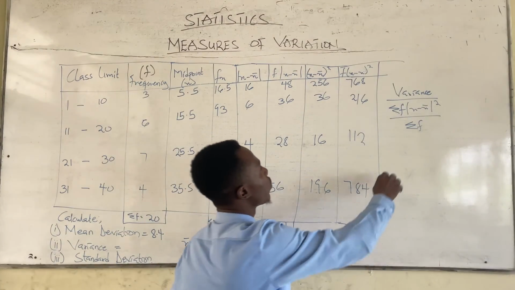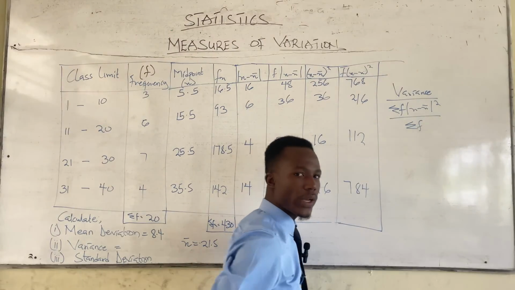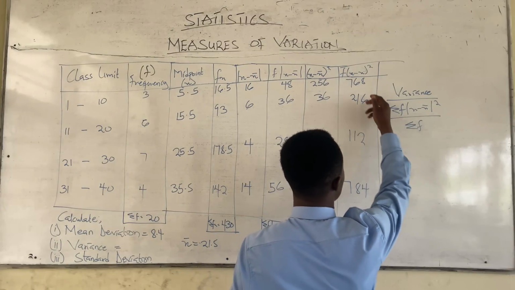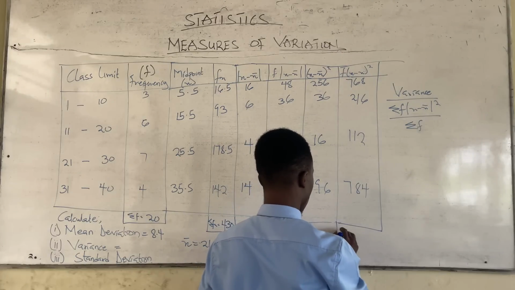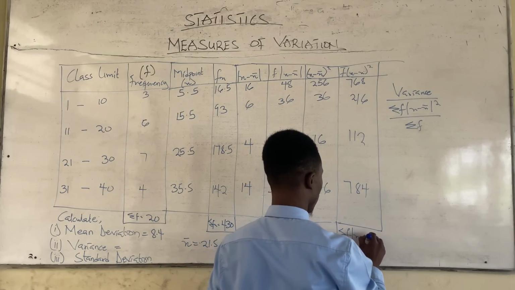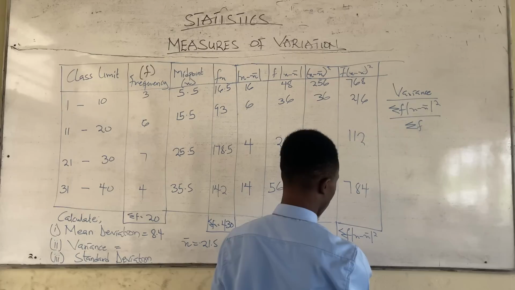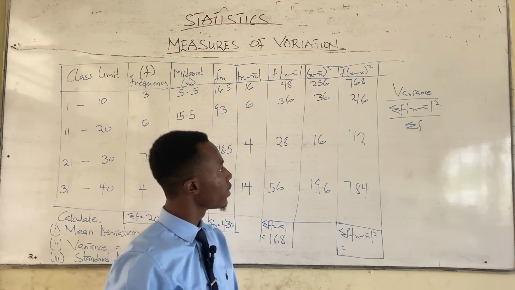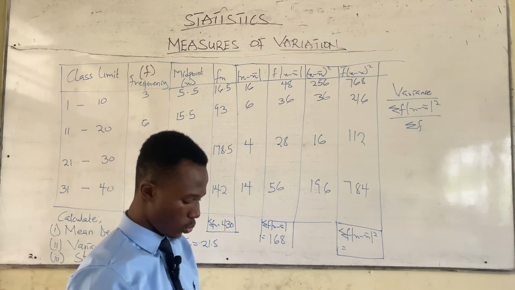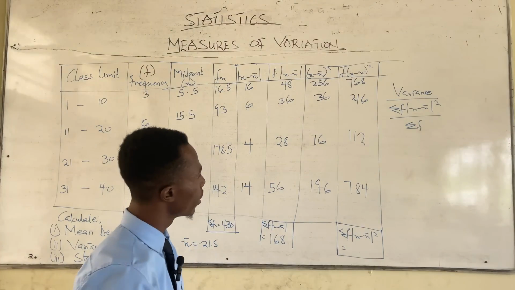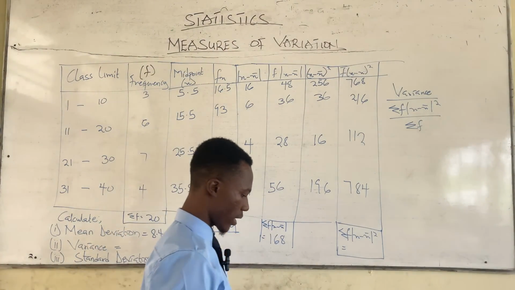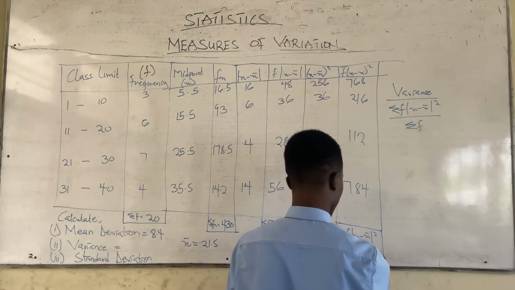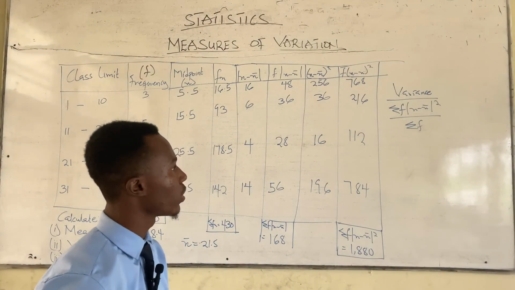Okay, so now we are done with f multiplying the deviation squared. I hope you get it. The next thing to do is we find the summation of this. So we are going to sum this and name it summation of f multiplying deviation squared. Right, and the answer is, so we sum everything here. That is 768 plus 216 plus 112 plus 784. Right, so we have 1880.